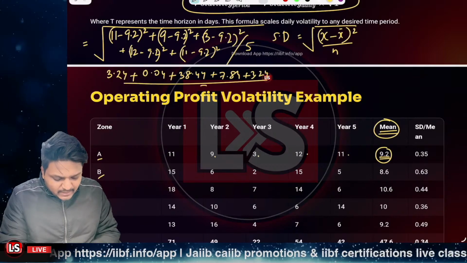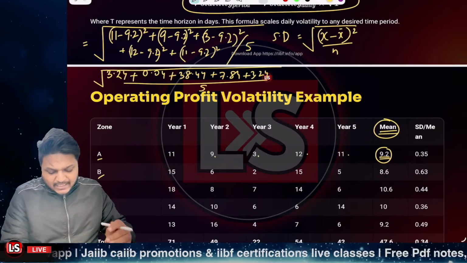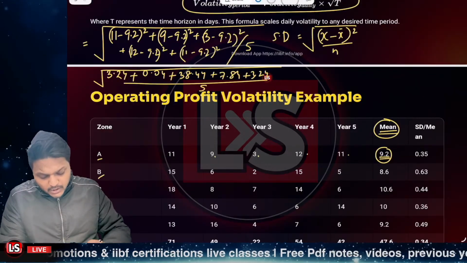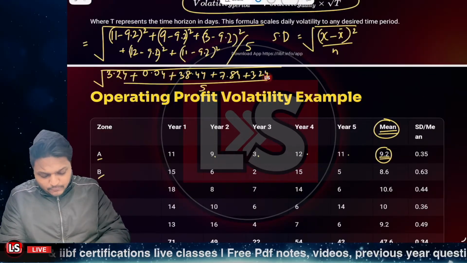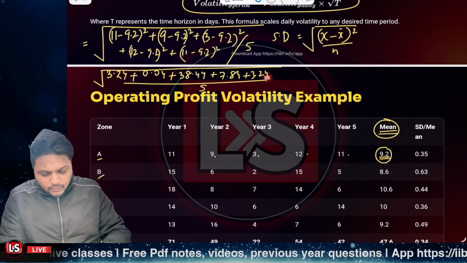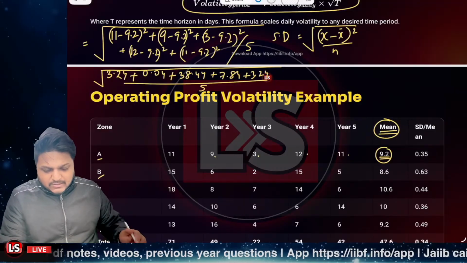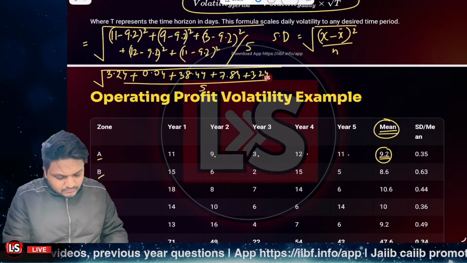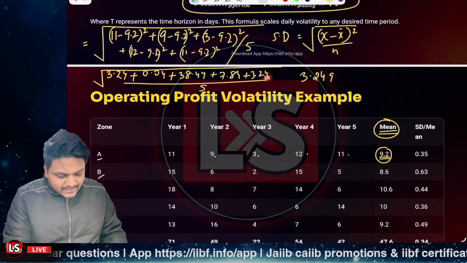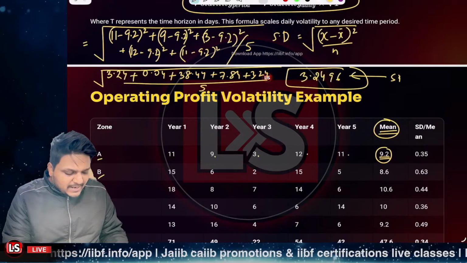3.24, divided by the number of terms, that is 5, and under root of it. So we will be adding up all the terms. So it will be 3.24 plus 0.04 plus 38.44 plus 7.84 plus 3.24, divided by 5, and under root of the same. So it is 3.2496. This is the standard deviation.